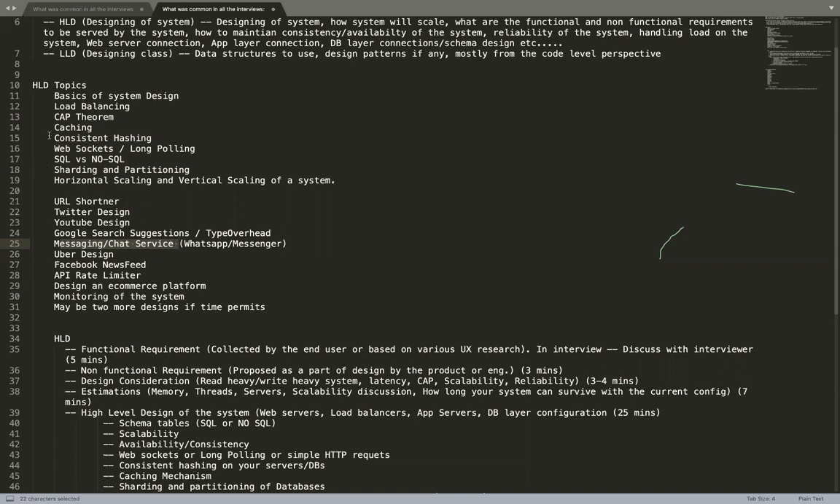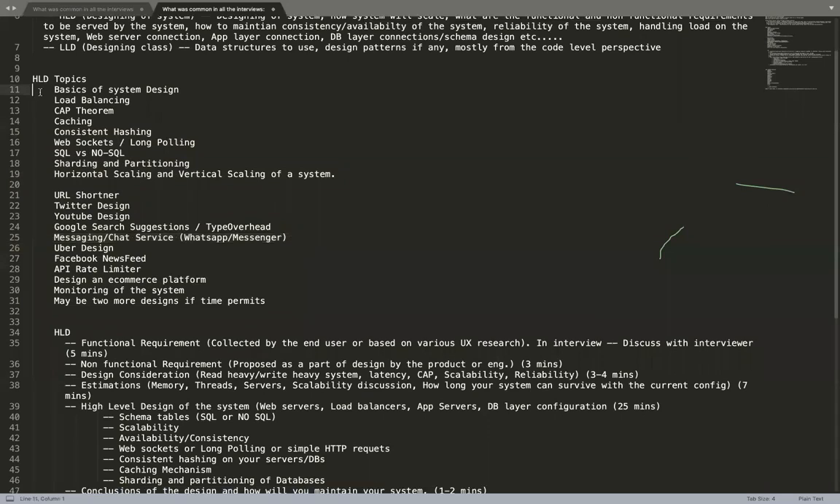Here I'll explain these terms, but when we come to the designs, these will all be covered as a part of those topics. Definitely you don't need WebSockets for Google search or YouTube design or Twitter design, but you definitely need WebSockets for a messaging or chat service. Correct. We will talk about it in detail once we get there.